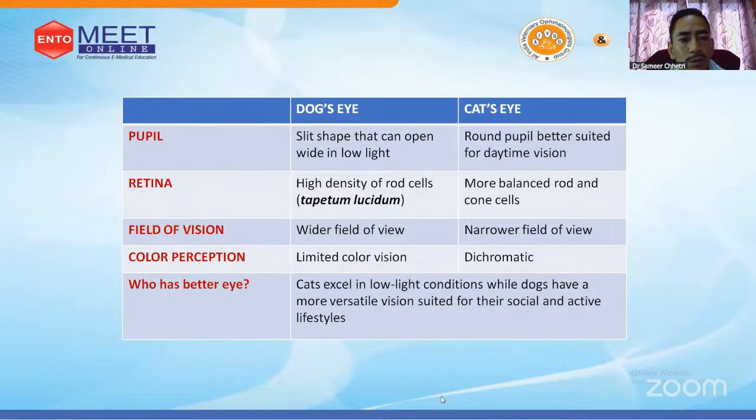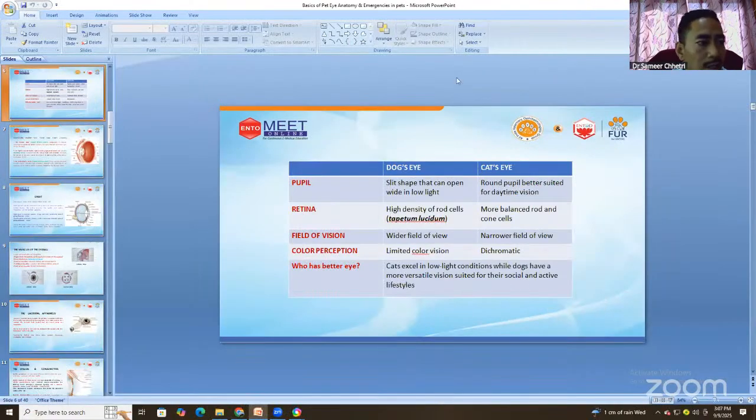So, if you talk about dog's eye, oh, I'm so sorry. There has been a slight mistake in the name. Instead of dogs, let me just make a small correction on this. I'm sorry for this.